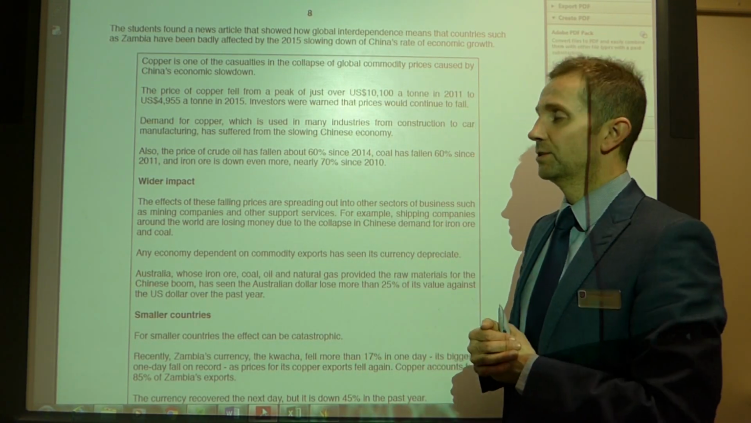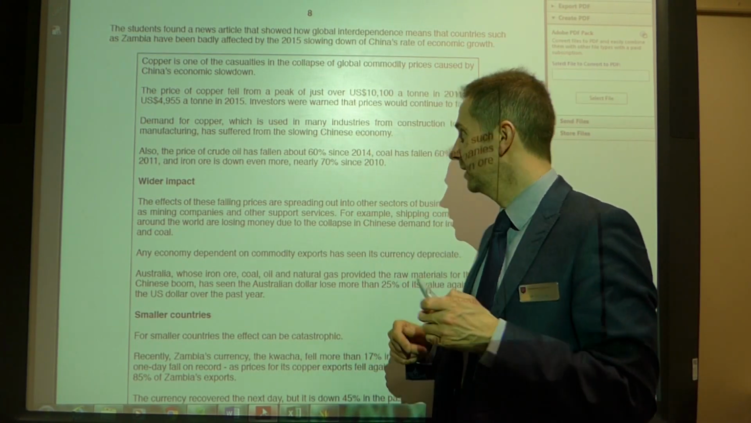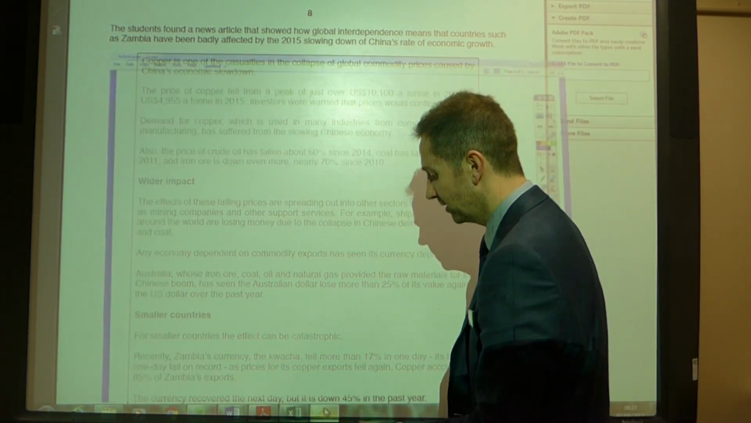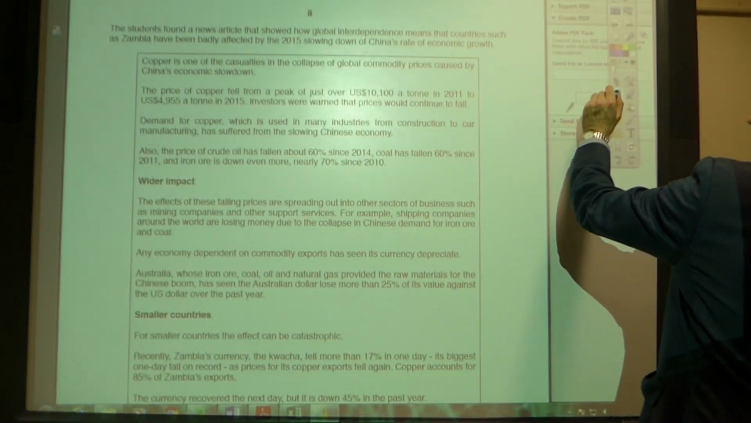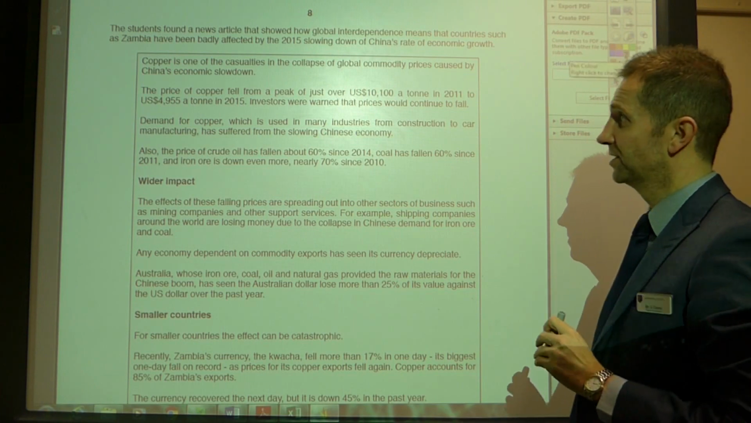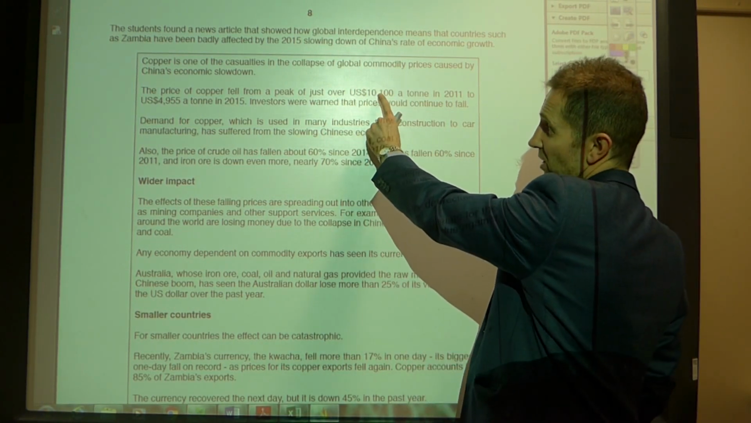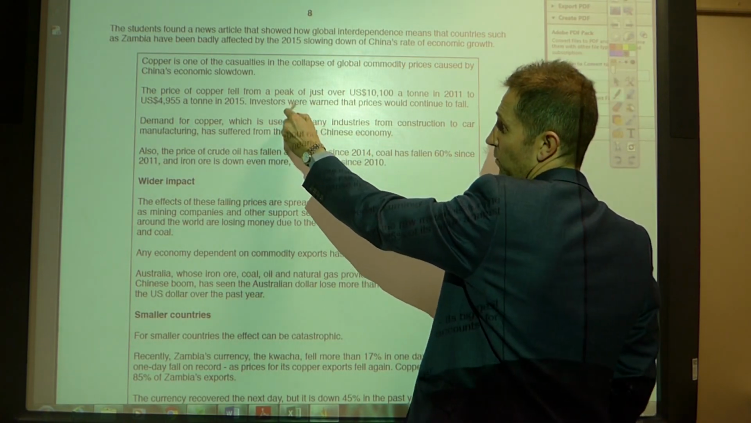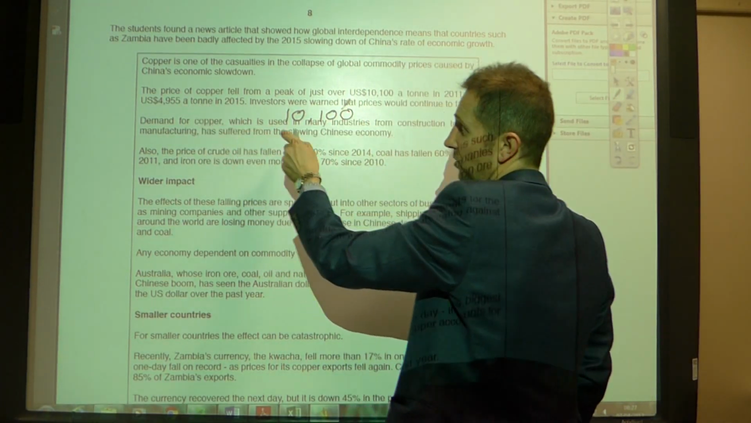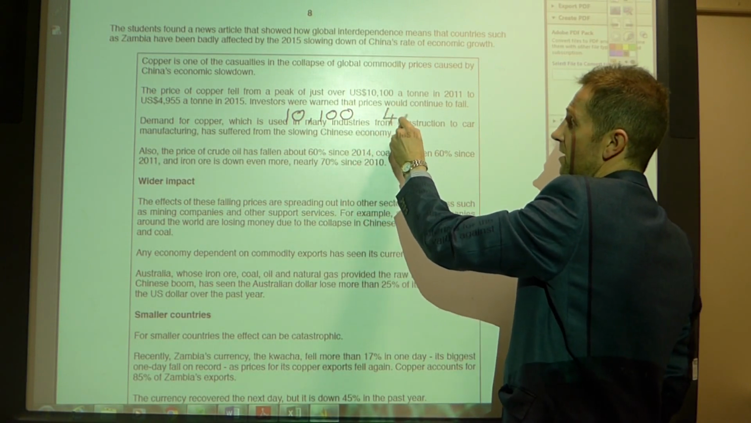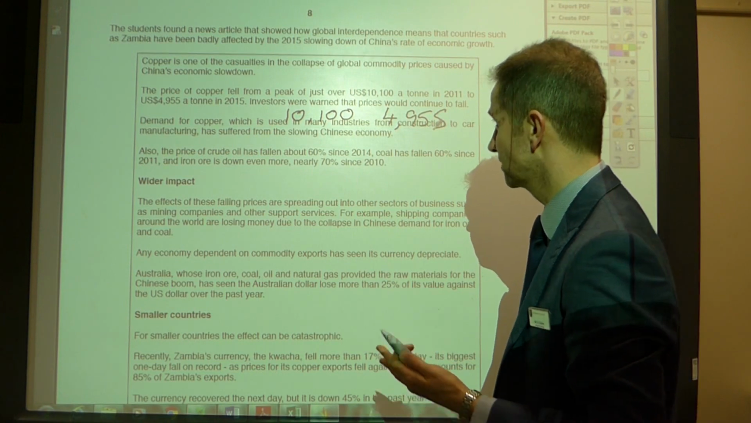So again, very important that you're able to just work out and calculate a simple and very straightforward percentage, ladies and gentlemen. And let me just show you that in this instance. So I'm just saying to you, make sure that you can calculate the percentage change from 10,100 and it's moving to 4,955. So how do we do that?